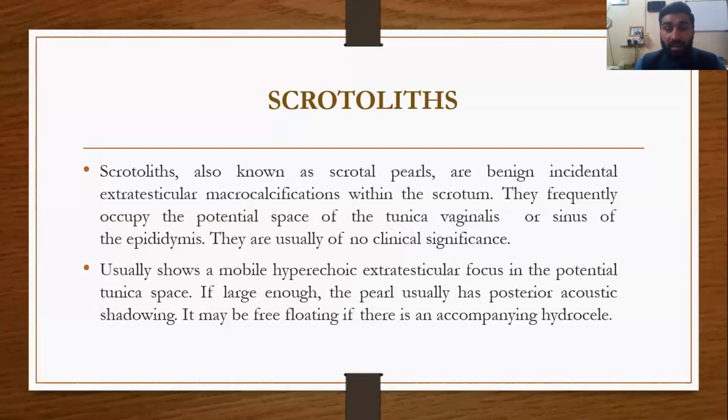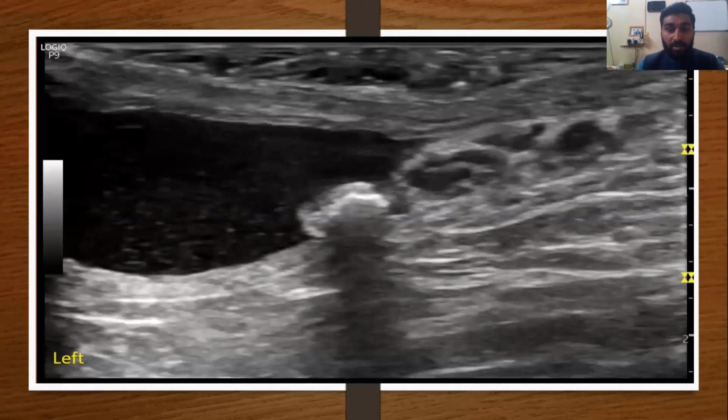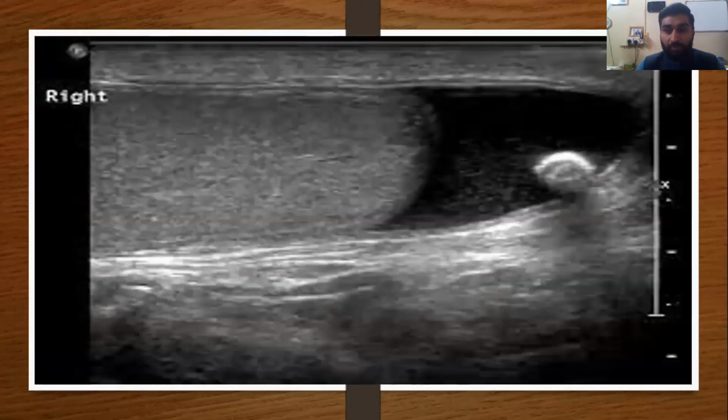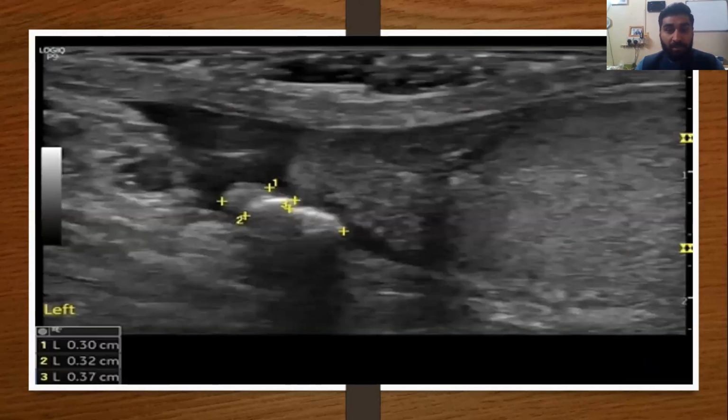Usually they show a mobile hyperechoic extratesticular focus in the potential tunica space. If large enough, the pearl usually has a posterior shadow. It may be free-floating if there is an accompanying hydrocele. You can see an extratesticular macrocalcification representing a scrotolith with a strong posterior acoustic shadow. In another case of scrotoliths, having posterior acoustic shadow, multiple scrotal pearls with posterior acoustic shadow, just posterior to the epididymal head, no clinical significance.